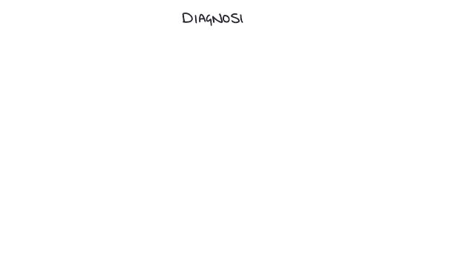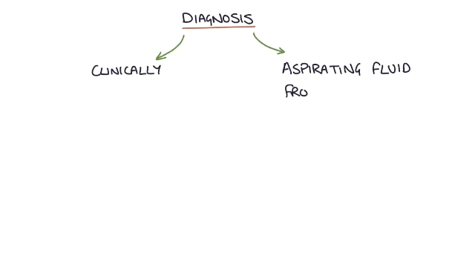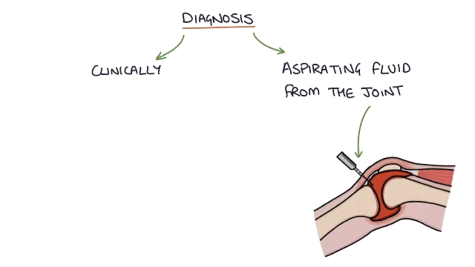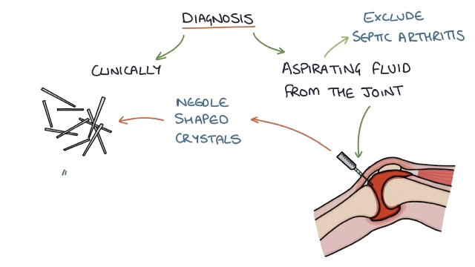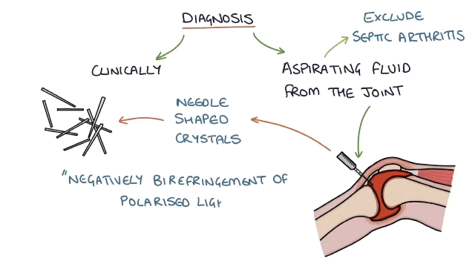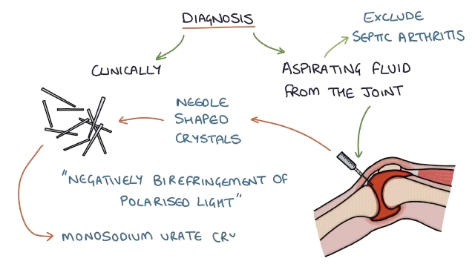So how do we establish a diagnosis? Well, gout is usually diagnosed clinically or by aspirating fluid from the joint. It's really important to exclude septic arthritis as this is a potentially joint and life-threatening diagnosis. When you aspirate fluid from the joint, in gout you'll see no bacterial growth. If there's bacterial growth, this is septic arthritis rather than gout. In gout you'll also see needle-shaped crystals, negatively birefringent under polarized light, and on further investigation you find monosodium urate crystals.